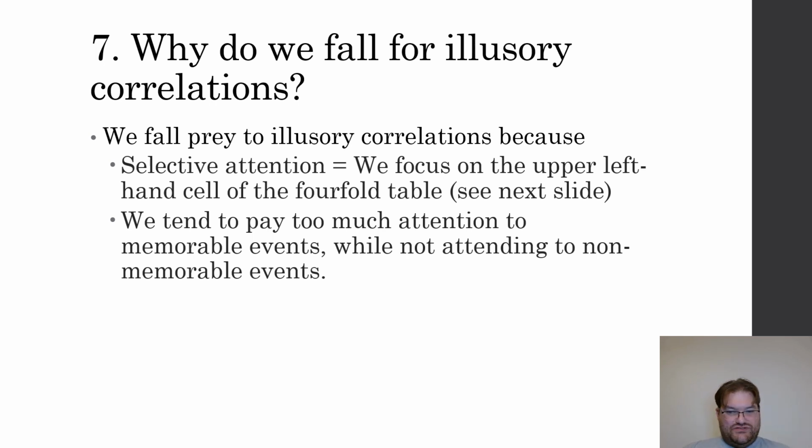Why do we fall for these illusory correlations? We tend to fall prey to them for probably at least two reasons. One of them is selective attention. Again, we focus on the upper left-hand cell of the fourfold table. I'm going to go back to that slide. We tend to focus on cell A and not the other cells. We also tend to pay too much attention to memorable events while not paying enough attention to non-memorable events. We already have the idea in our head that these things happen, so we tend to pay more attention to it.